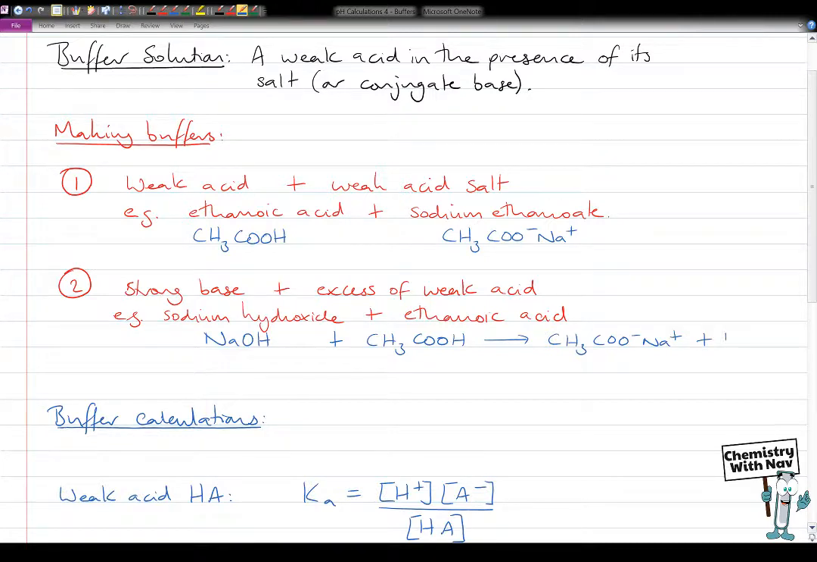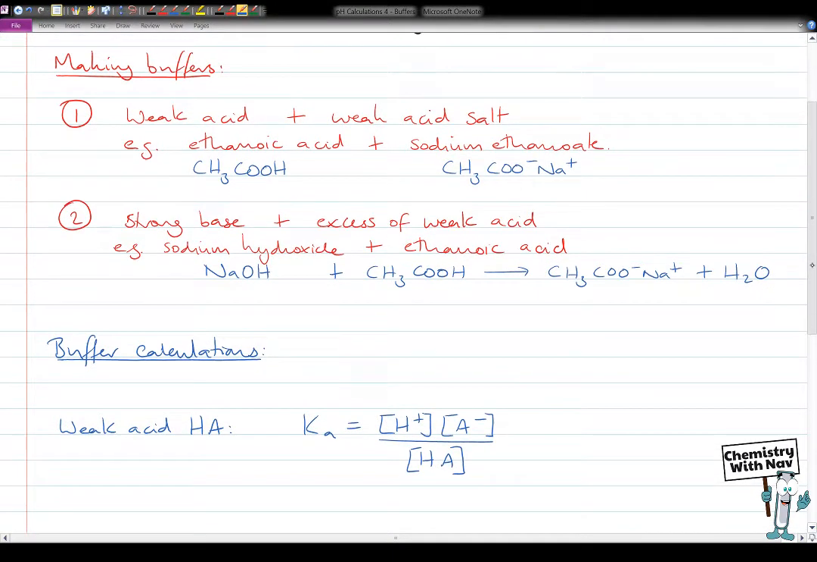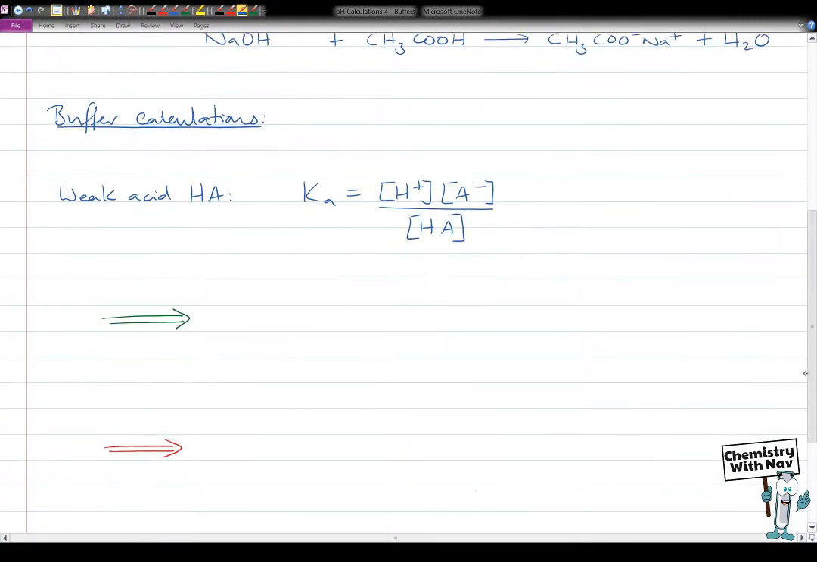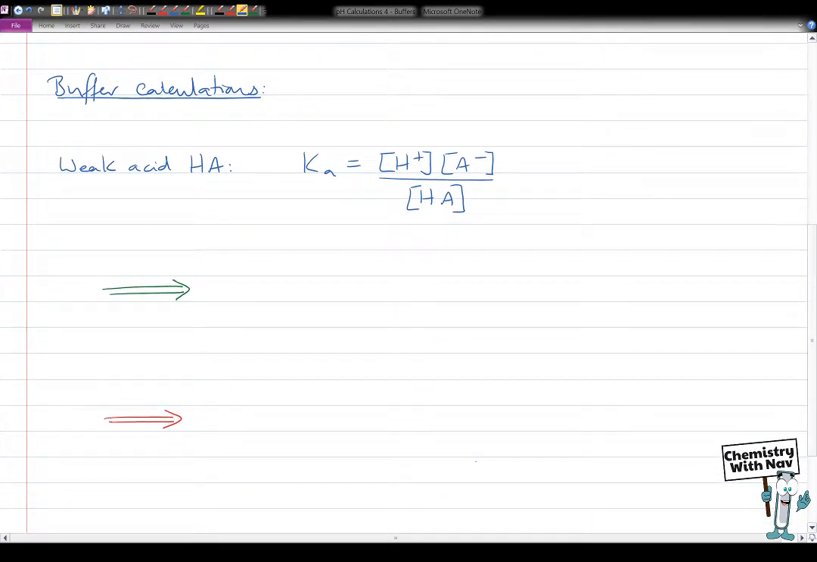We've also created some water from the neutralization of the acid and the base, but because there is an excess of the weak acid, we still have some weak acid left over, so now we have the weak acid in the presence of its base, of its conjugate base. Okay, now let's move on to the calculations of these things.